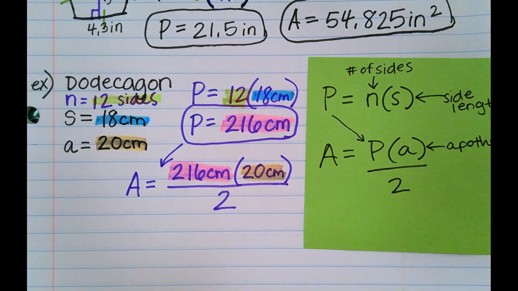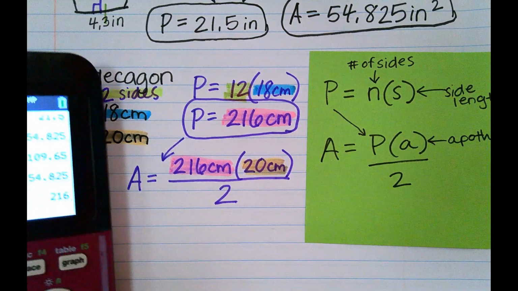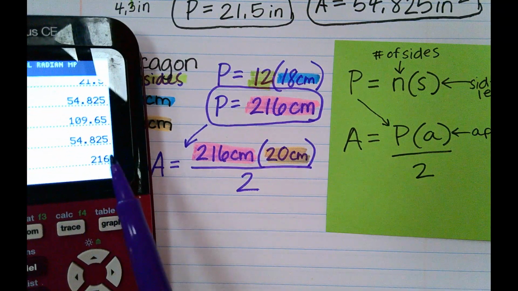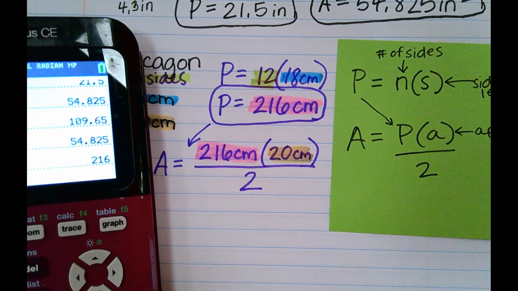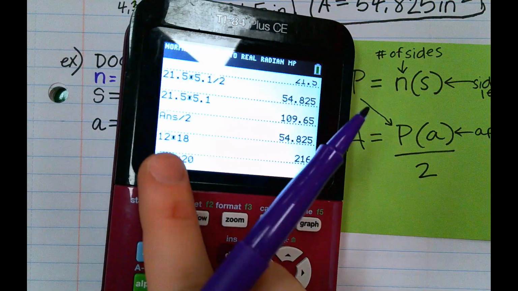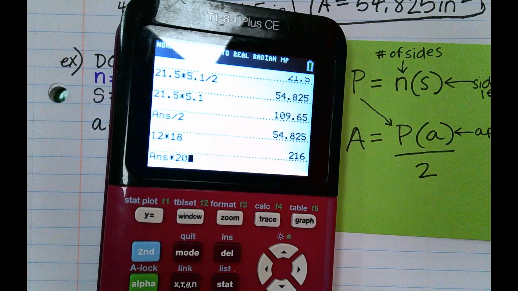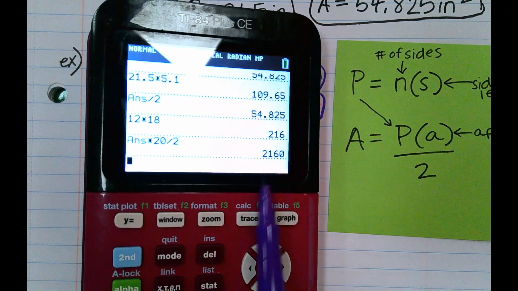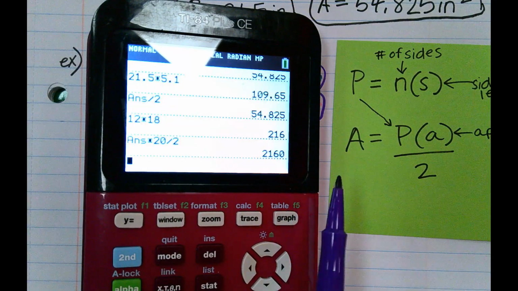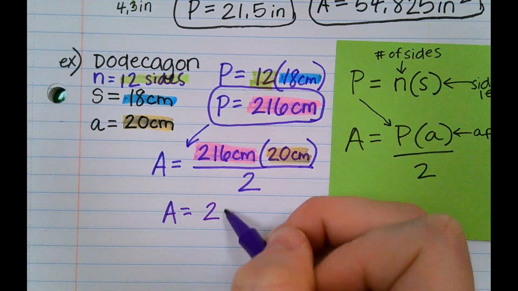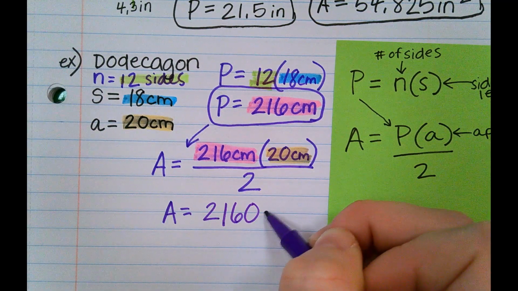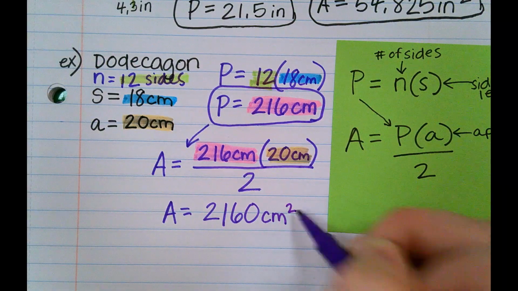Okay, so I have everything plugged in to find my area. In my calculator, if you just found your perimeter, 216 is already typed in for you. We could just go ahead and type times 20 divided by 2, because it's going to take 216 as your answer. Times 20 divided by 2. 2,160, is that what you got? Perfect. So, area equals 2,160 centimeters squared.